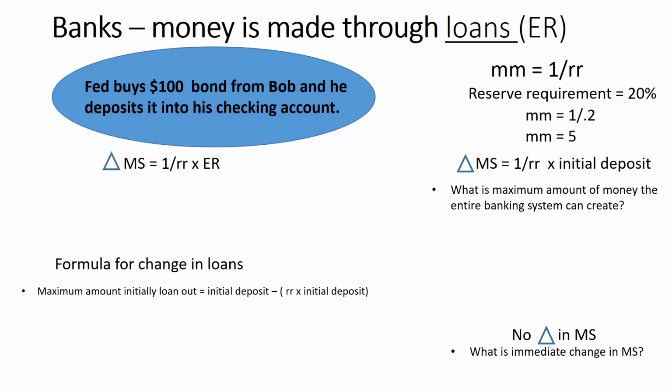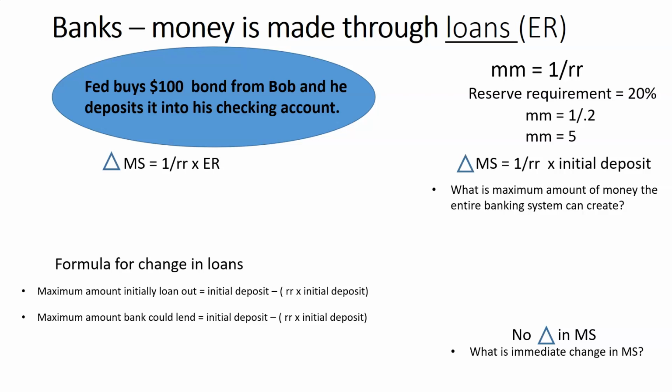The next question that I have: the Fed buys a $100 bond from Bob, and he deposits it into his checking account. The first question is, what is the maximum amount that the bank can lend out? When we're looking at this one here, the maximum amount would be the initial deposit minus the reserve requirement times the initial deposit. Notice here, I didn't ask you how much money can be created through loans. I asked, what is the maximum amount that the bank could lend out? And so that's where they have the ability to lend out the $80.